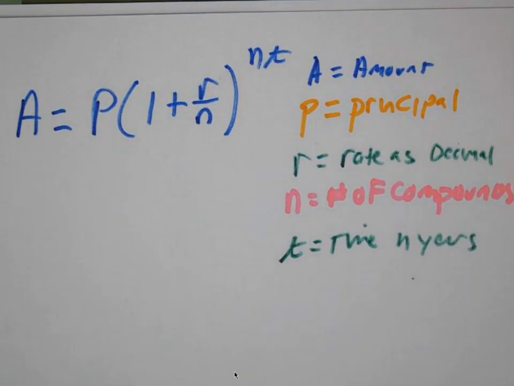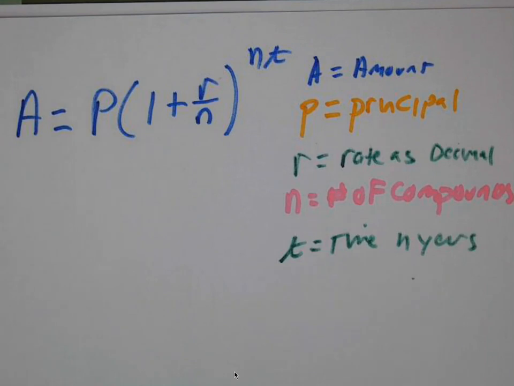So the big thing is you've got to think about when they say it's compounded. If they say it's compounded quarterly, that's 4 times a year. If they say it's semi-annually, that's 2 times a year. If they say it's monthly, it's 12 times a year. If they say it's daily, it's 365 times a year.